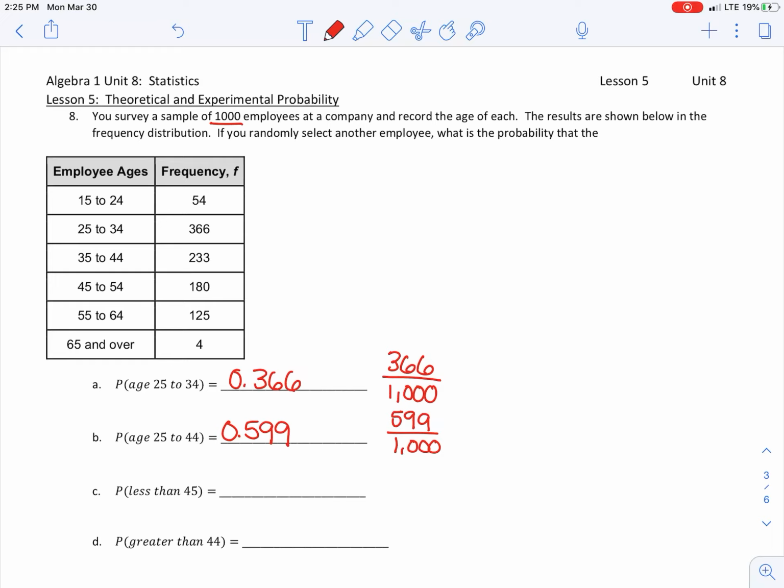Okay, for part C, it says, what's the probability that the person is less than 45? So here's our 45, so we want everything less than that. So we're looking at these 3 age groups, which means we're looking at these 3 frequencies. So we're going to add all the frequencies together. So 54 plus 366 plus 233, and we get 653 out of the total number they sampled of 1,000. So if we divide, we end up with 0.653.